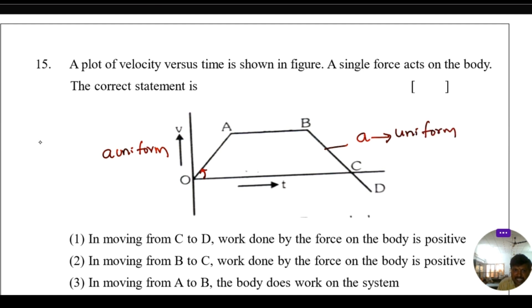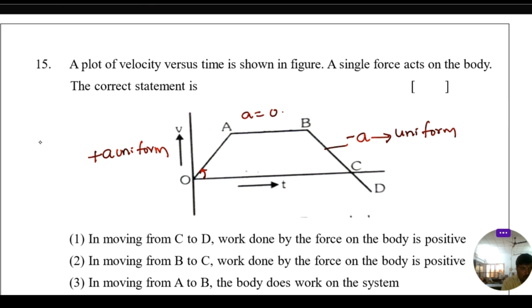But here theta is less than 90, so this acceleration is positive. This acceleration is negative. And here in the region A to B, the graph is parallel to time axis. In this situation, velocity is constant, so acceleration is equal to 0. Observe the correct statement. In moving from C to D, work done by the force on the body is positive. In moving from B to C, work done by the force on the body is positive. In moving from A to B, the body does work on the system. And fourth one, in moving from O to A, work is done by the body and is negative.